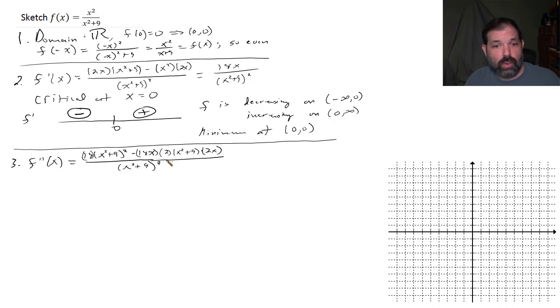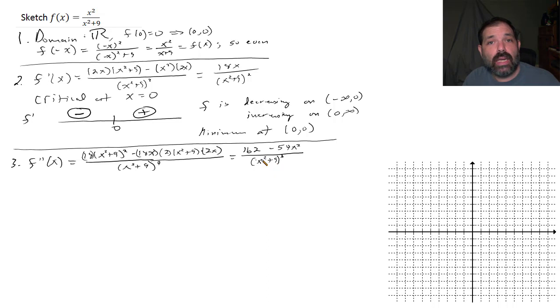You should be able to do these steps, but after you simplify this, removing any common factors, which I did on the side, I get that this simplifies as 162 minus 54x squared over x squared plus 9 cubed.